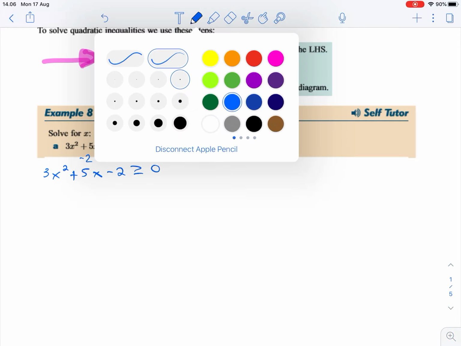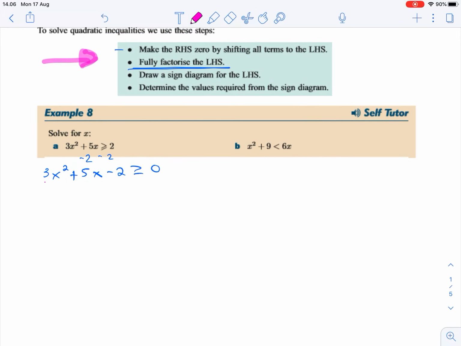One of the ways I like to do that is, if my coefficient is bigger than 1 and I can't divide through by the coefficient, I'll multiply 3 times negative 2. That gives me negative 6. So I think to myself, what two numbers multiply together to give me negative 6, and also add together to give me 5? Well, if you put in 6 and negative 1, those numbers right there will do.